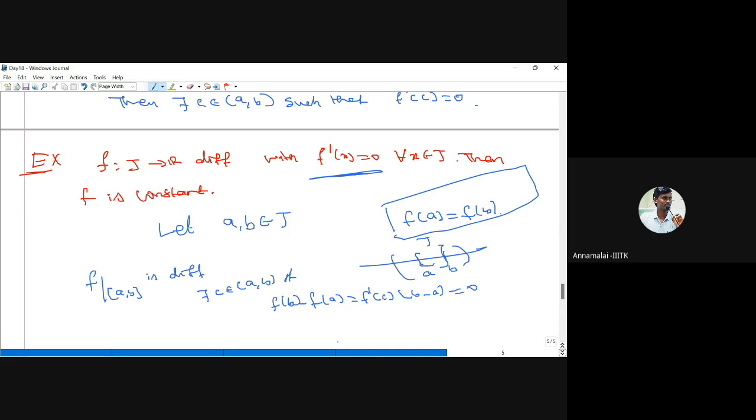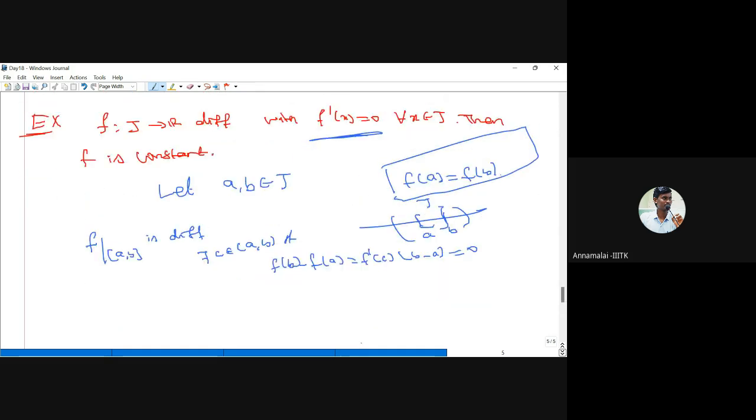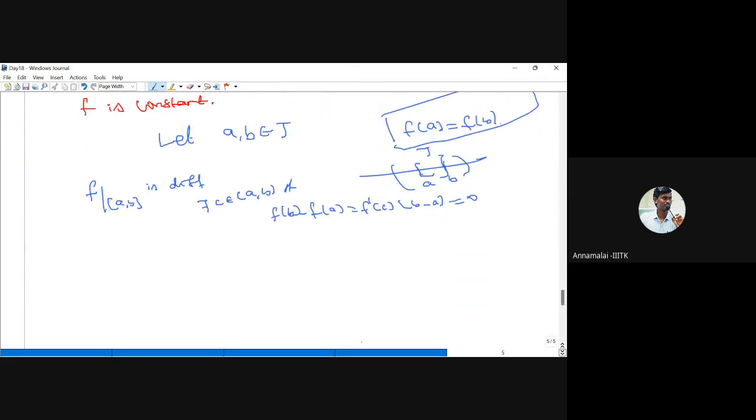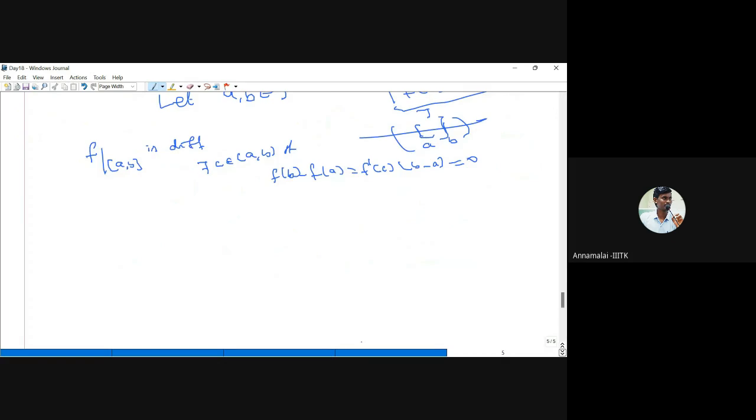Another application of this mean value theorem is, suppose the derivative of the function is positive for all points, then the function is increasing. So to check whether a function is increasing or not, first you take the derivative. If the derivative is positive for all points, then we say it is increasing. That is the second application of this theorem.